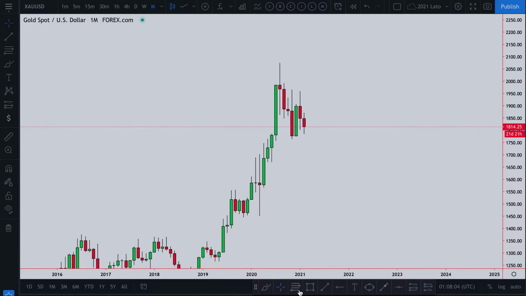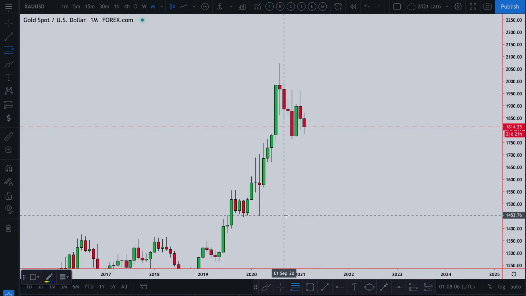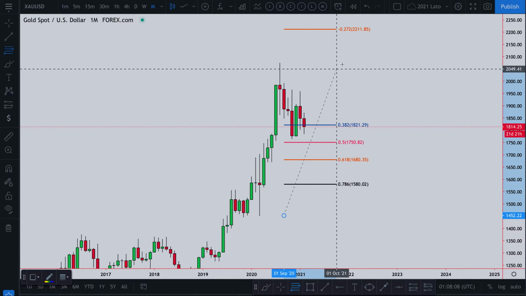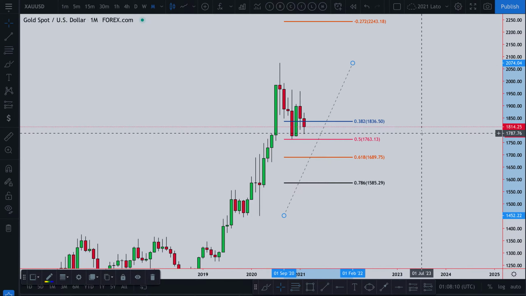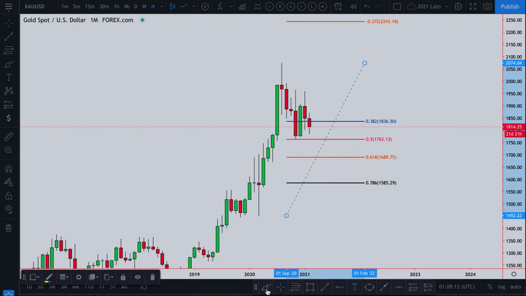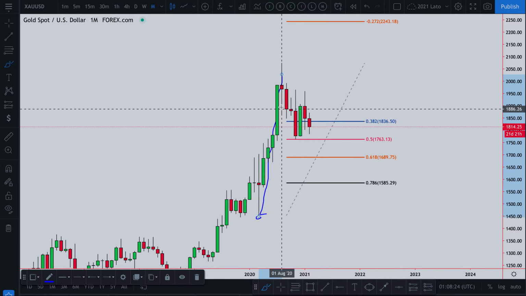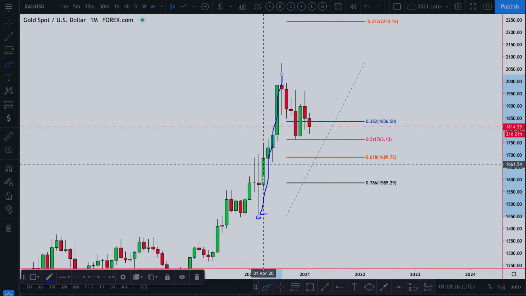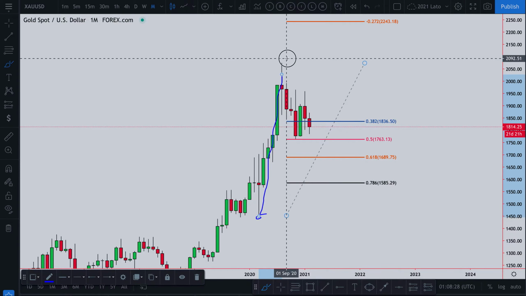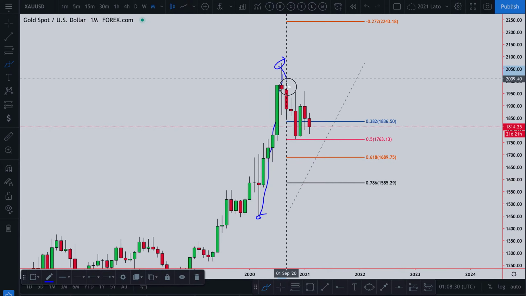I'm going to use my Fibonacci tool from the swing low to the swing high. Why do you think I'm using from here to there? Because here you can see the market started from there. That is the strong demand area, and that was the strong impulse. Here you can see all the green candles, and from that area the market rejected back.